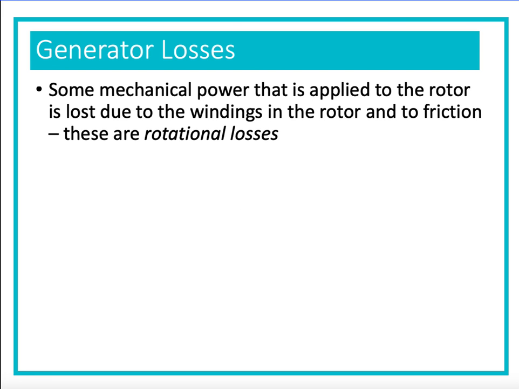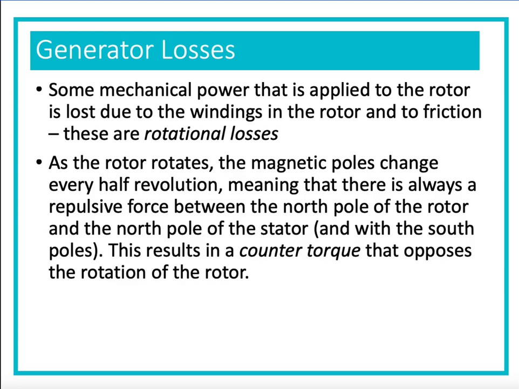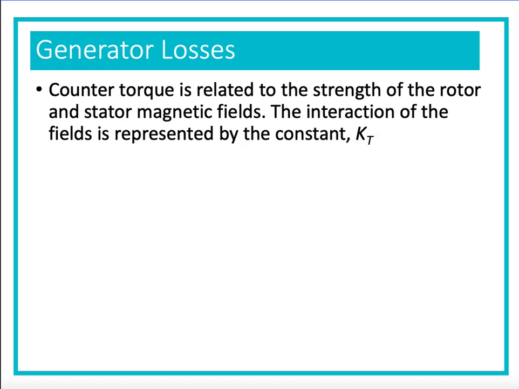Mechanical power applied to the rotor, some of it's lost, obviously. You have some windings and friction and all that, and we call those rotational losses. As the rotor rotates, the magnetic poles are going to switch back and forth. And when that happens, the north pole of the rotor and the north pole of the stator actually have a little bit of opposition as they're running. And this actually creates something known as counter torque. It's kind of a loss.